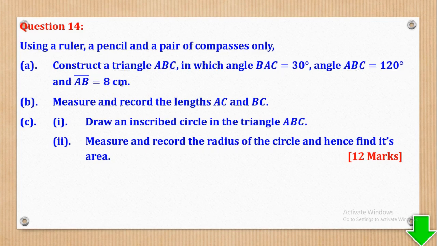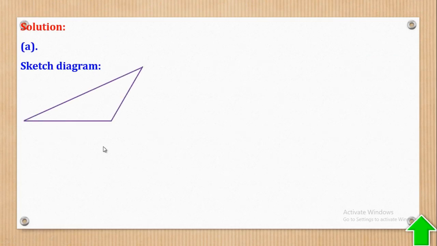So in construction, the first thing to do is to make a sketch. Make a sketch of what is given, and you shall come up with that sketch. They told us that AB is 8 centimeters, angle BAC is 30, angle ABC is 120, and there is an inscribed circle. So you have to construct this sketch accurately.